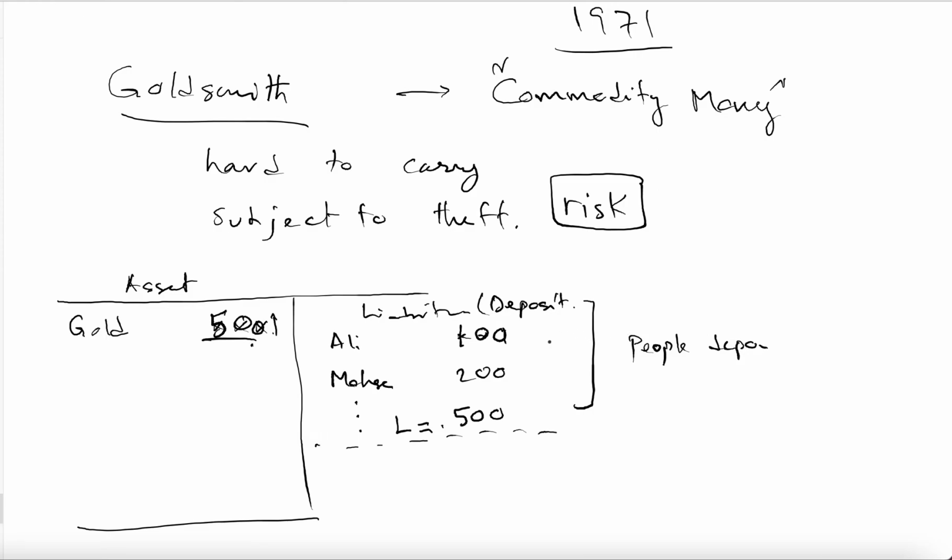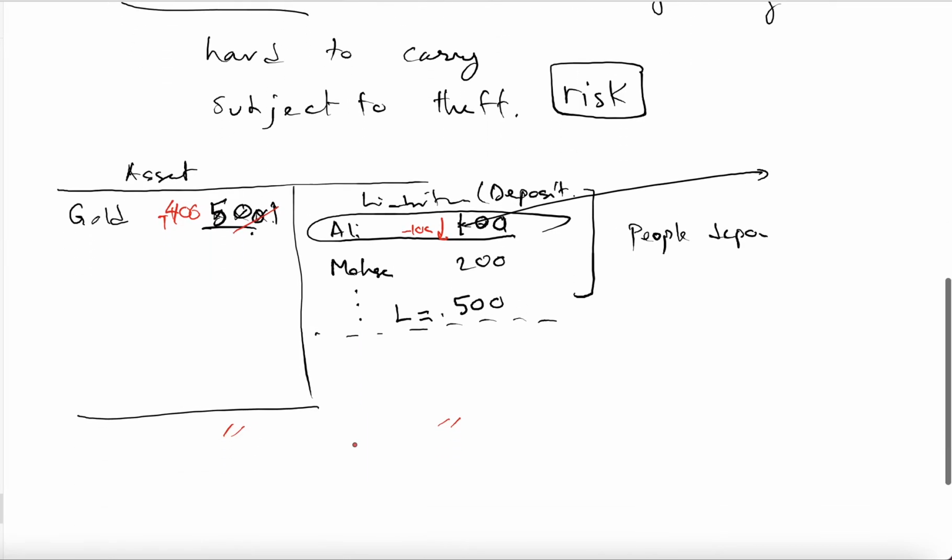Because if Ali comes and withdraws his money, taking it out, this is going down by minus 100, and this is going down by minus 100, so it becomes 400, and both sides again are balanced. If you subtract something from the left side and the right side, the balance remains, and that's the beauty of the balance sheet.